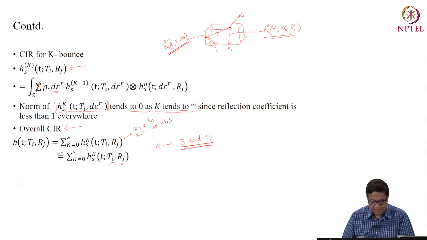So this is the channel impulse response for a system which has only one transmitter and one receiver. We have considered both line of sight as well as non-line of sight. And we have seen that the channel impulse response is basically a combination of the line of sight channel impulse response plus the reflected components, where the number of reflections which can be considered can be between 3 and 10 to give you an accurate value of the channel impulse response.